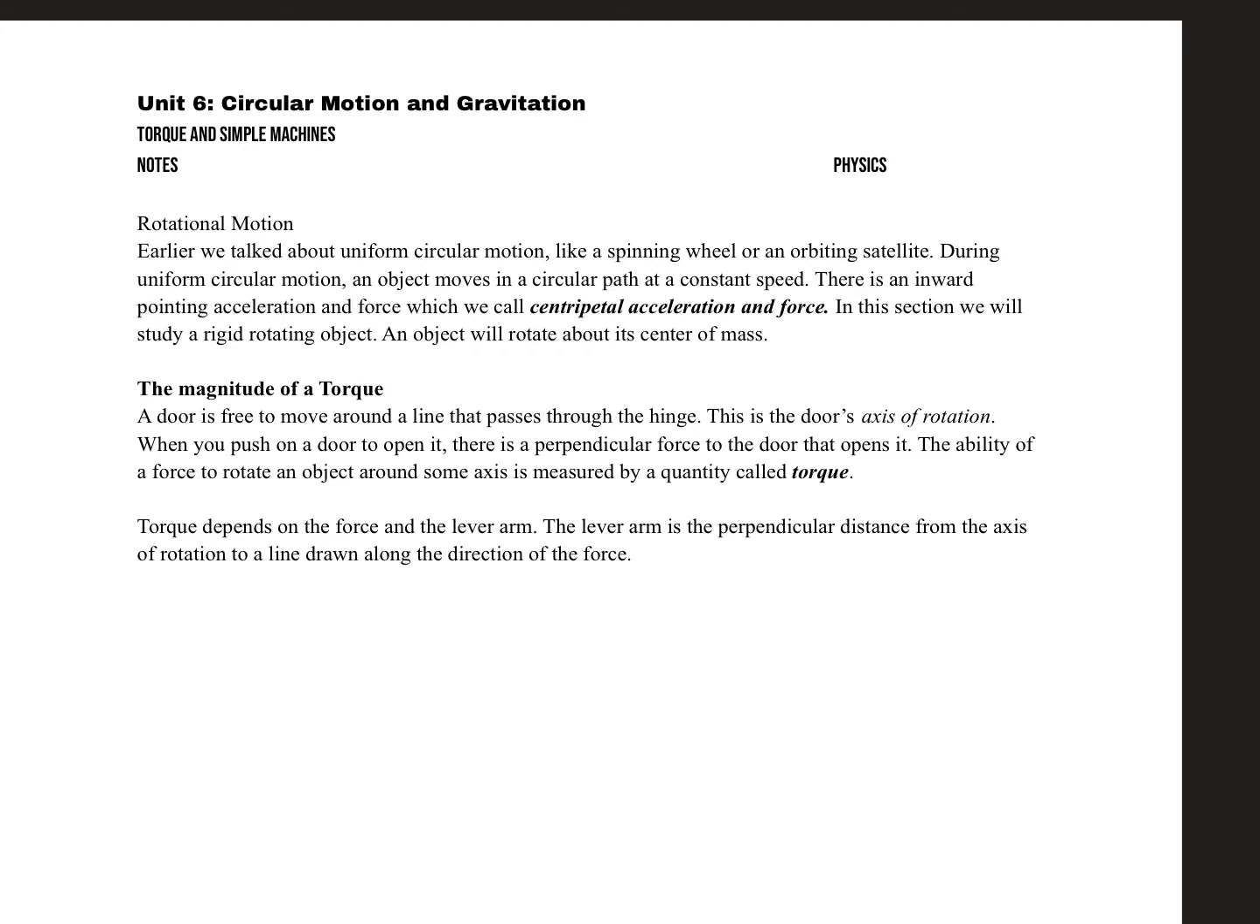We talked about what uniform circular motion was. And so remember, that is just an object spinning, so like a wheel, Ferris wheel, or a satellite moving around the planet, okay? There's all those inward pointing things.